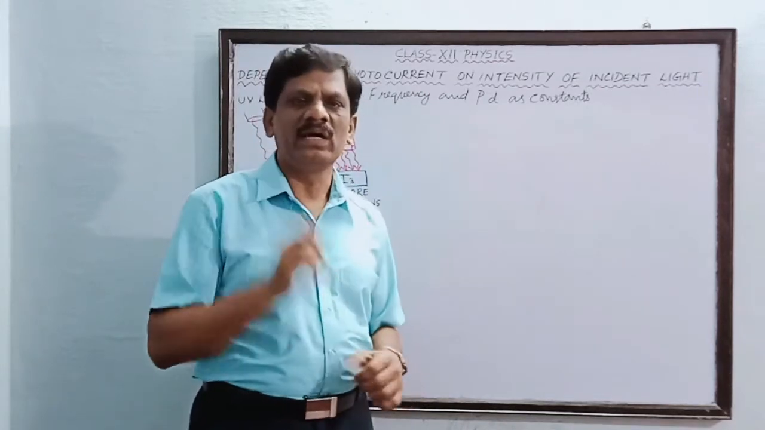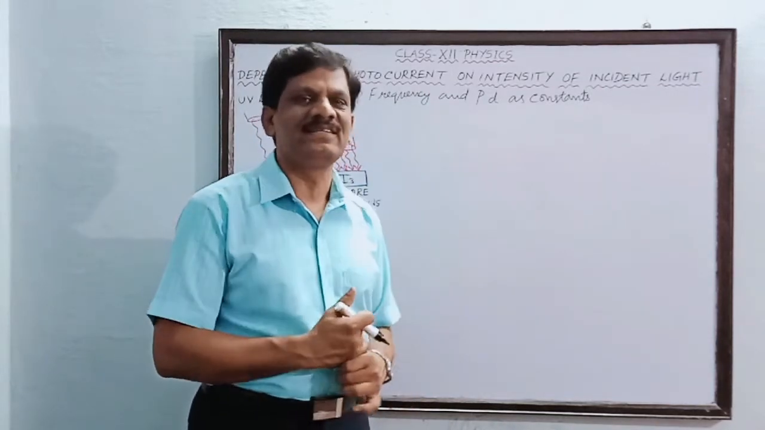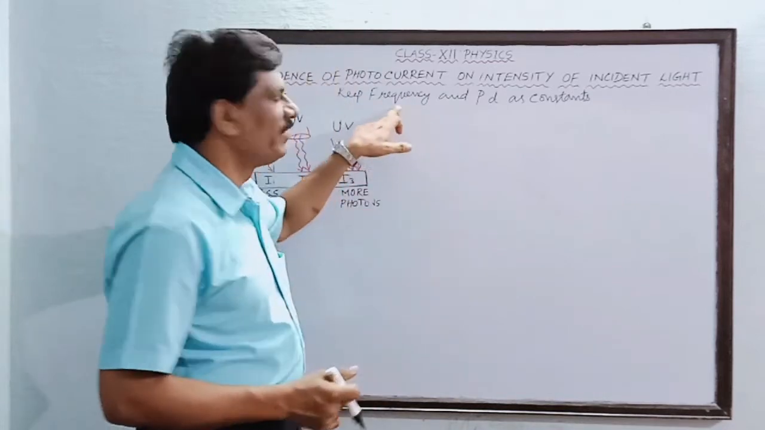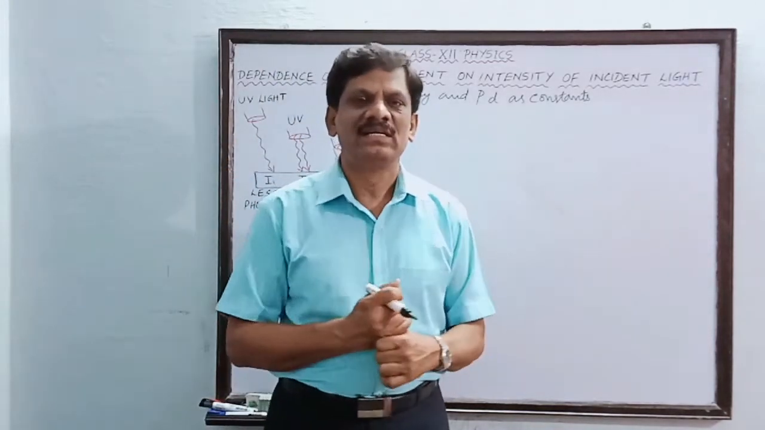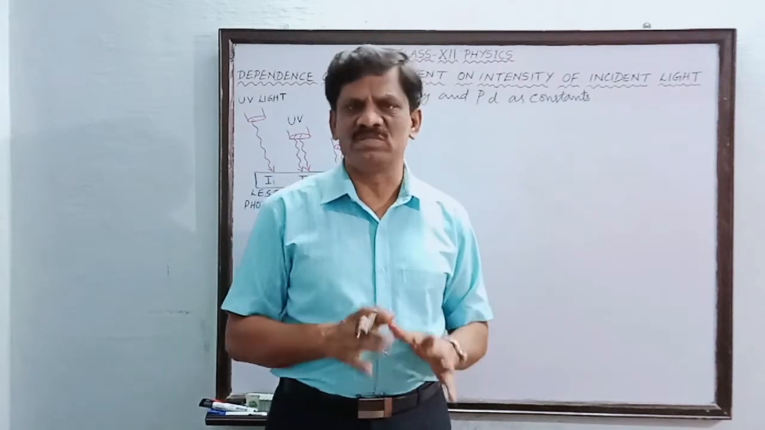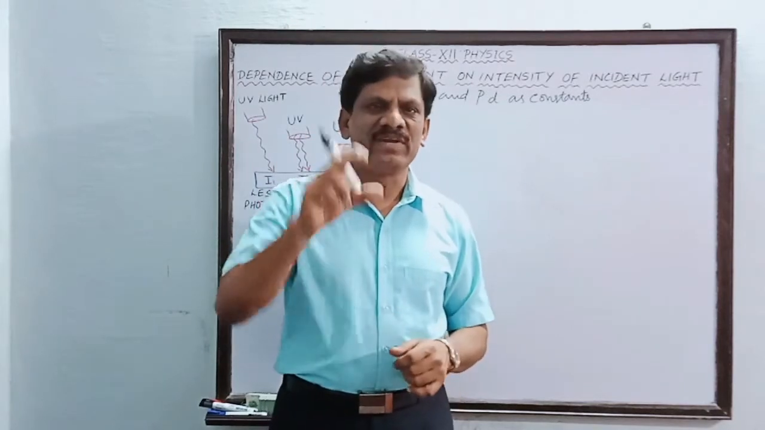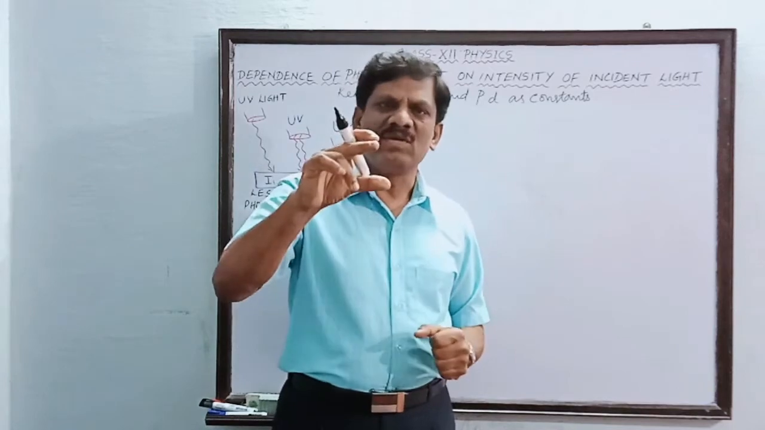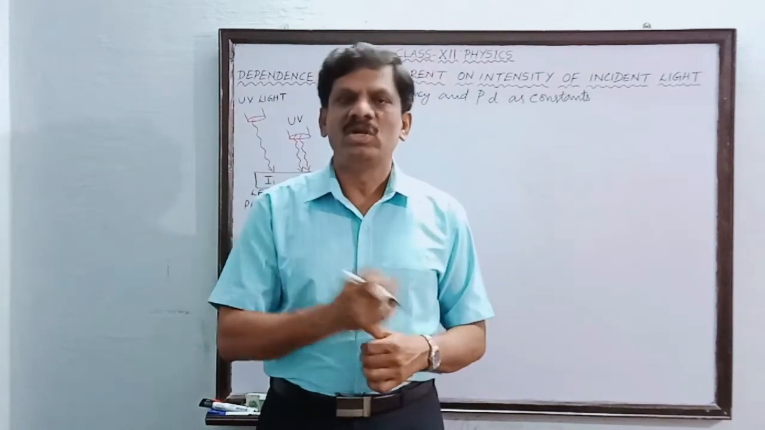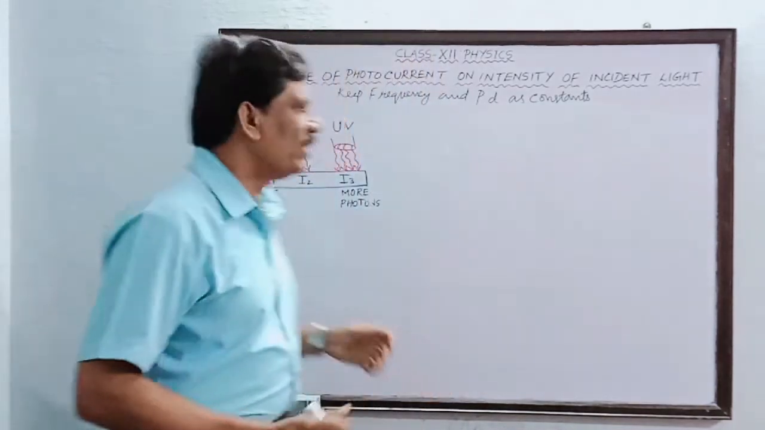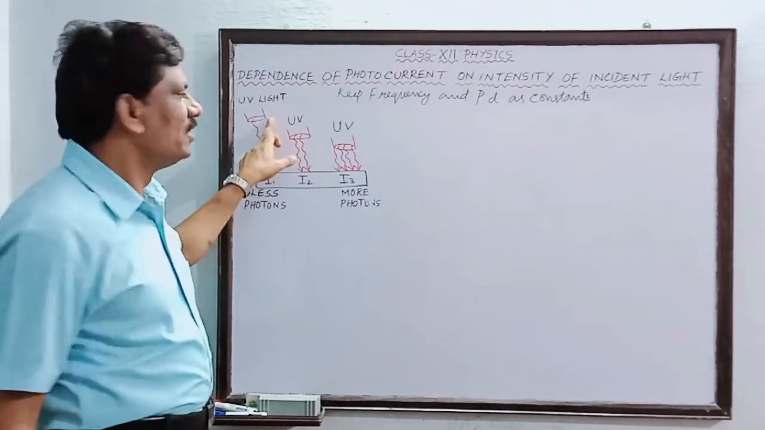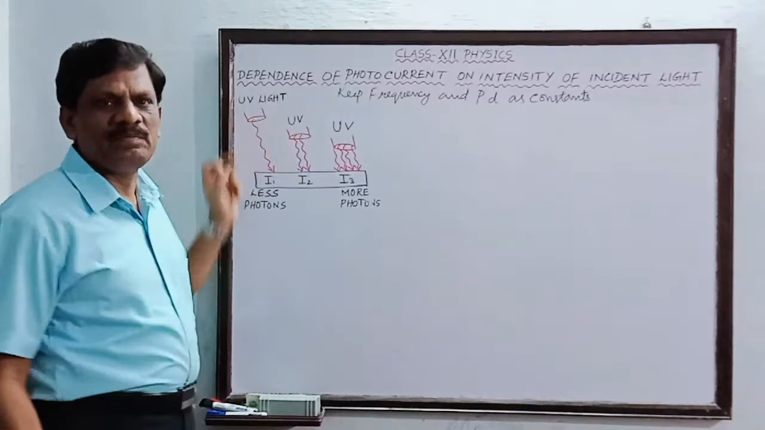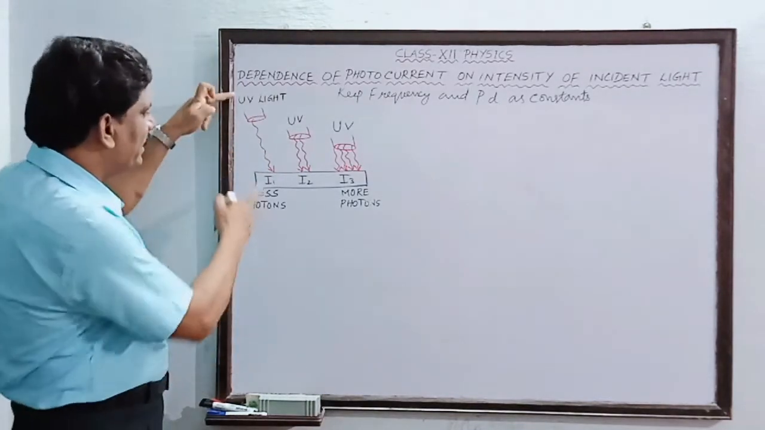Okay, how do I keep the frequency as constant? When I say that the frequency is kept constant, how can I keep it constant? The same source should be used, because the frequency depends on the nature of the source. Look at the picture. The source I am using is an ultraviolet source. So first I will keep the ultraviolet source at a greater distance.